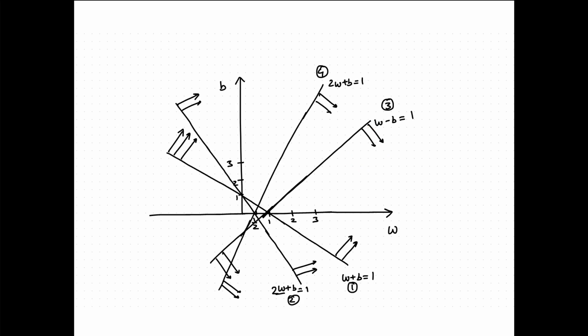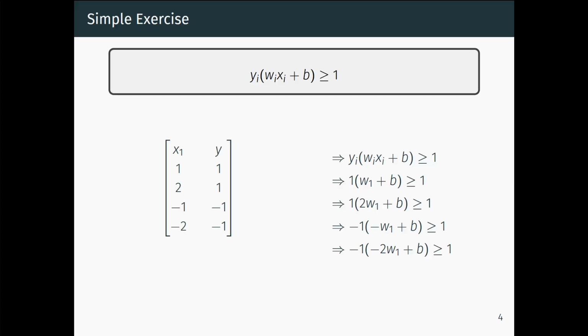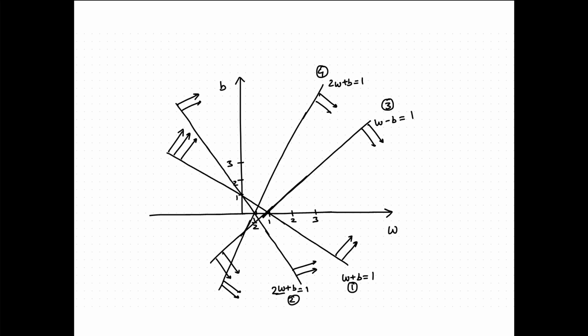And I do the same thing for the fourth inequality or constraint, which is 2w minus b greater than or equal to 1, and the earlier one was w minus b greater than or equal to 1, right? Sorry, this should have been 2w minus b greater than or equal to 1. I think I plotted it correctly, but anyway, this is not important. We'll see that this particular constraint will not be important.